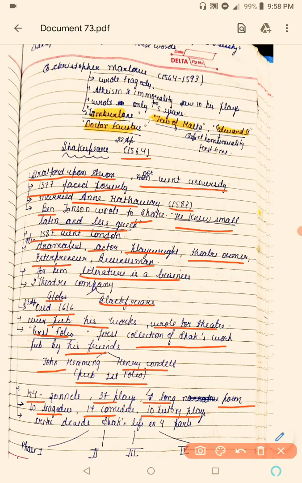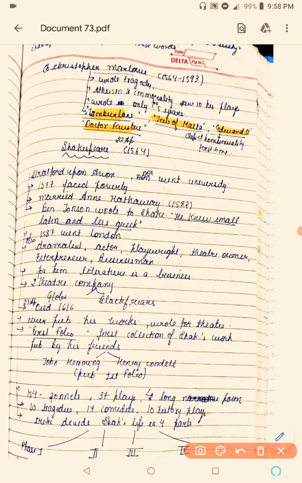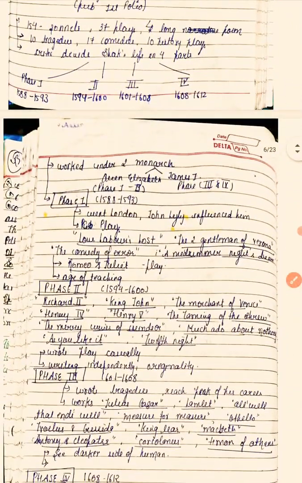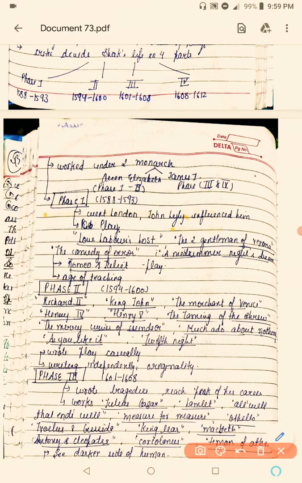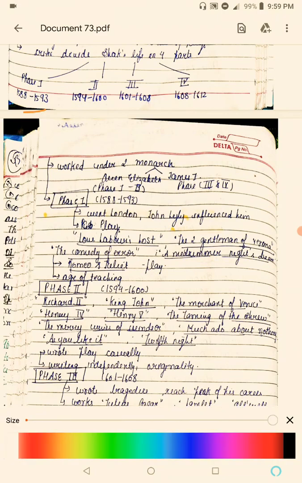And critics divided Shakespeare's life into 4 parts. So the first phase is 1588 to 1593. The second phase is 1594 to 1600. Third is 1601 to 1608, and the last phase is 1608 to 1614. He worked under two monarchs. In his time there were only two monarchs under whom he worked, Queen Elizabeth and James. Queen Elizabeth during the first and second phase, and James I during his third and fourth phase.